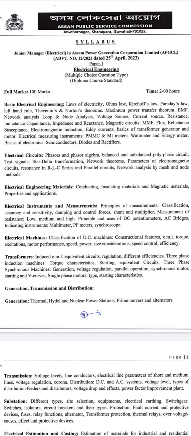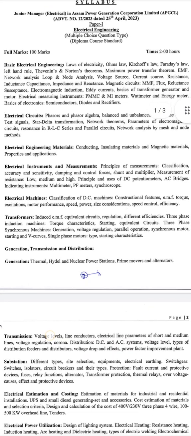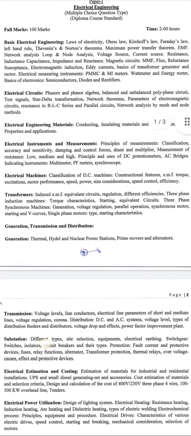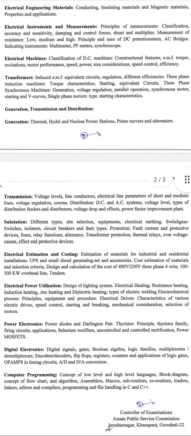Generation, transmission and distribution. Generation: thermal, hydel and nuclear power stations, prime movers and alternators. Under transmission: voltage levels, line conductors, electrical line parameters of short and medium lines, voltage regulation, corona. Distribution: DC and AC systems, voltage level, types of distribution, feeders and distributors, voltage drop and effects, power factor improvement plant.